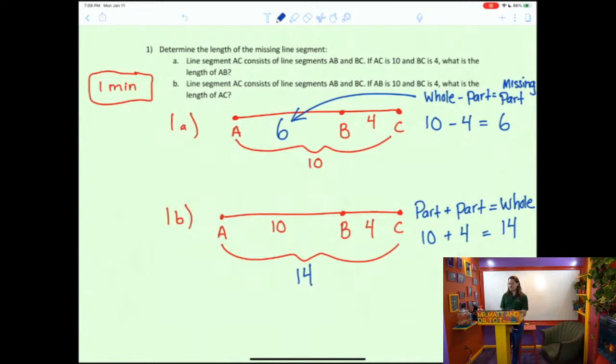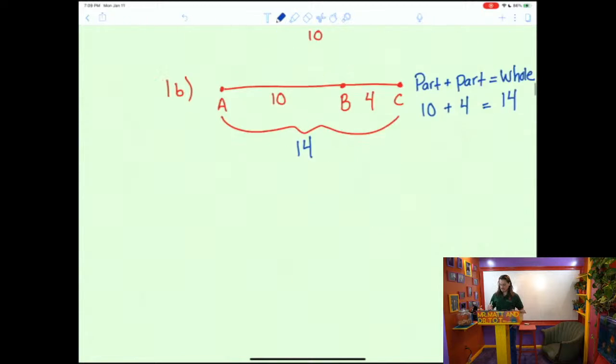Conversely, for 1B, here they gave you the two parts and then asked you for the whole. So the first part plus the second part will equal the whole value. So the first part is 10 plus the second part is 4. So the whole value, or the length of line segment AC, has to be 14 units long. If you have any questions, then please let me know.